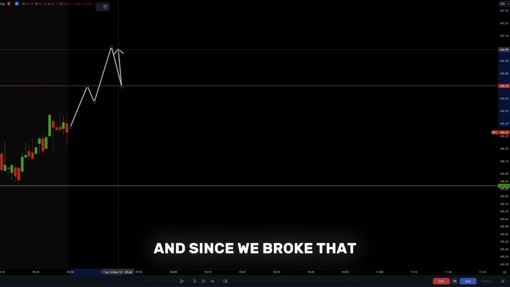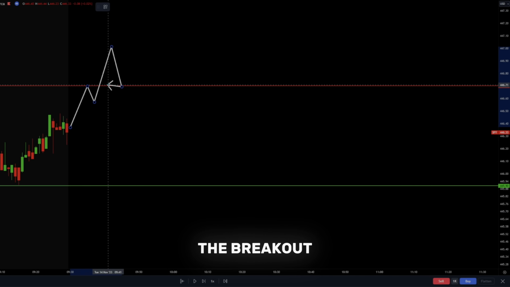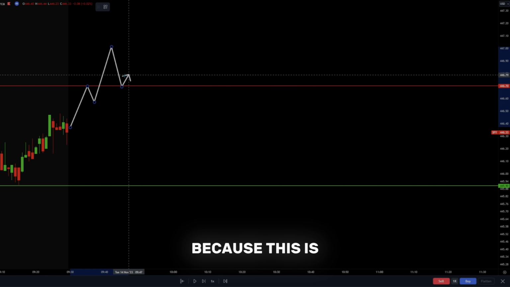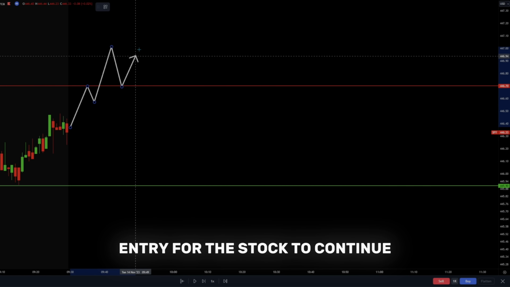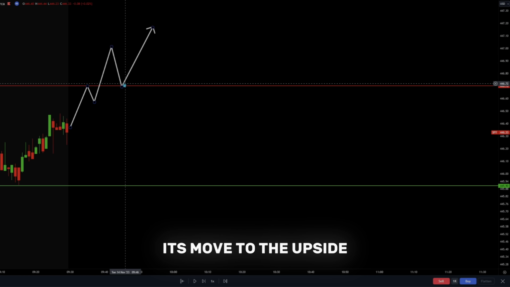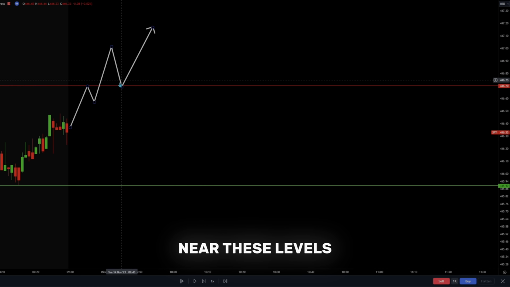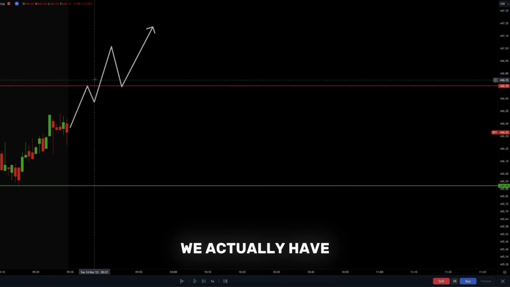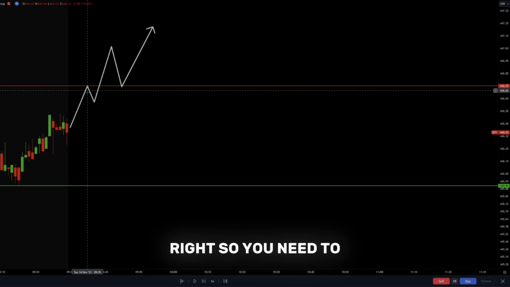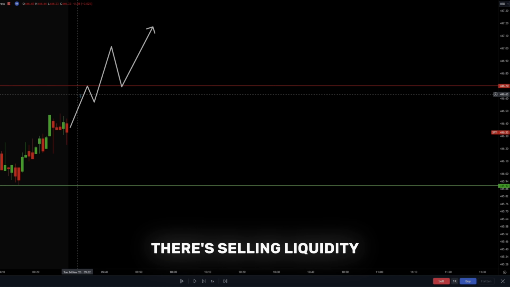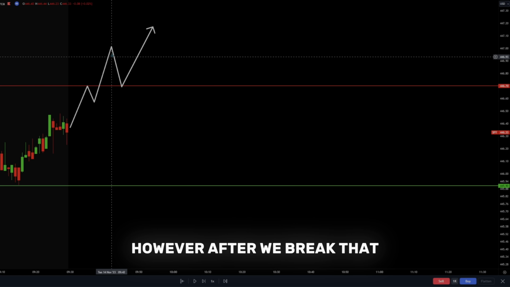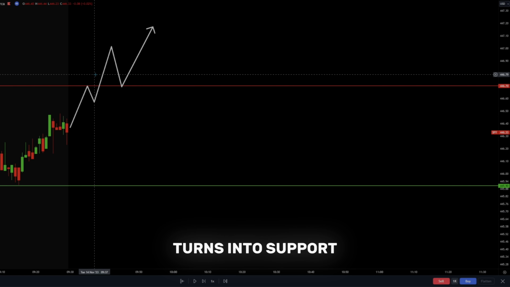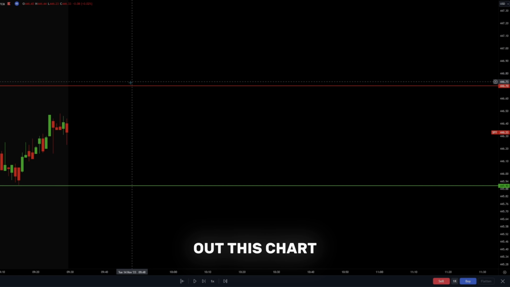And since we broke that pre-market high and are retesting, the breakout buyers that were actually breaking the stock out, they still have orders placed here because this is the lowest risk entry for the stock to continue its move to the upside. And therefore, there's going to be buying liquidity near these levels after we break that resistance. Before then, we actually have selling liquidity, right? So you need to understand that there's selling liquidity at resistance before we break. However, after we break, that selling liquidity turns into buying liquidity because the resistance turns into support. So let's play out this chart and see what happens.